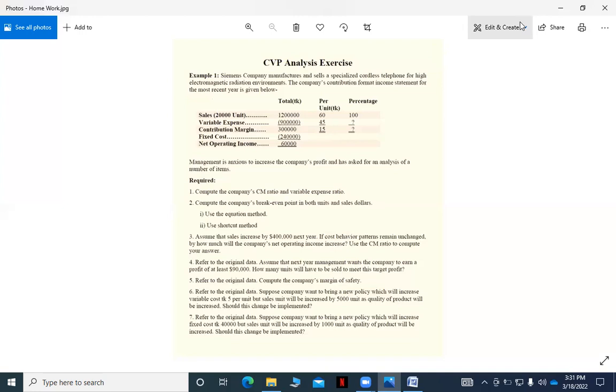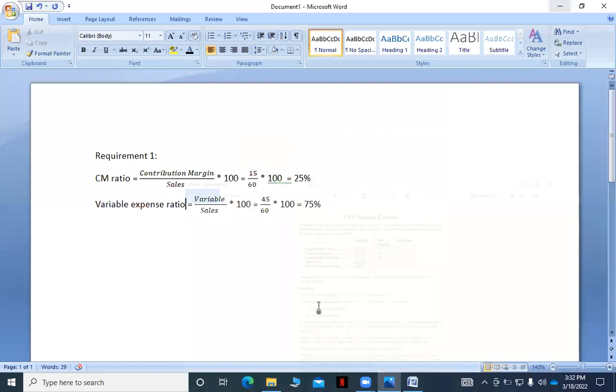Another way you can write it is sales minus cost, which is sales minus variable cost minus fixed cost. That is the way we can write it. But here you see the contribution margin is already given, so we can skip sales minus variable cost. You can directly write contribution margin minus fixed cost. So you can write the equation formula like this. Let's write it.